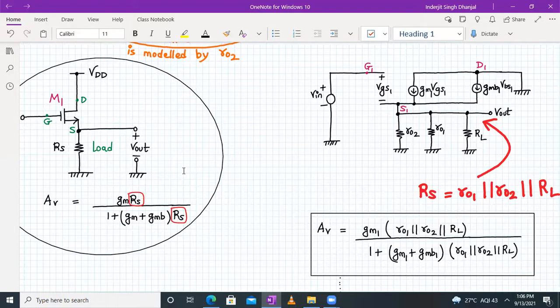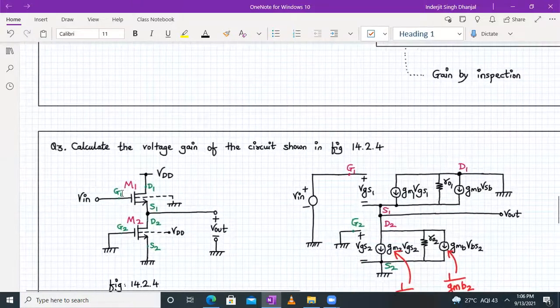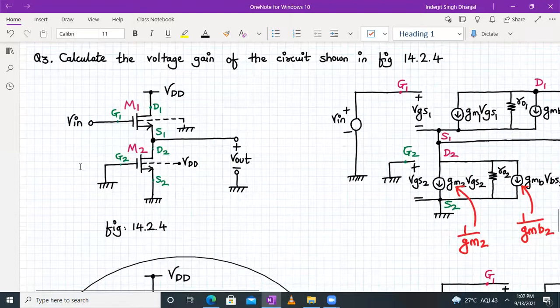Okay, so now let us continue further. Let's move on to question number 3. Again, we have to do the same thing. We have to calculate the voltage gain for the circuit shown in figure number 14.2.4. Over here, some details are given explicitly. So what is given? The gate terminal of the second transistor is connected to ground. The source terminal is connected to ground.